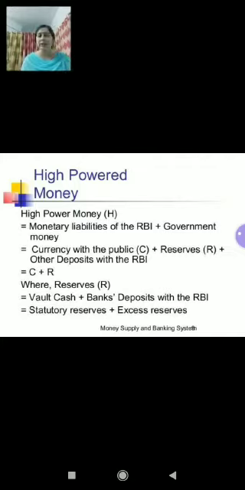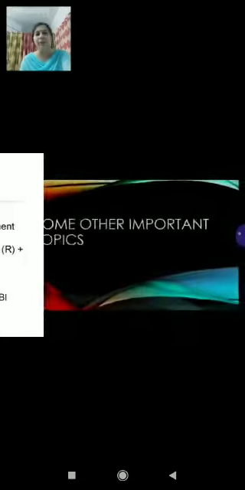Now children, you can see the formula: monetary liabilities of RBI plus government money, that is currency with the public plus reserve plus other deposits with RBI, plus vault money plus all the statutory reserves and excess reserves, right children? If you are not able to learn this formula, you just learn the meaning at least, okay?